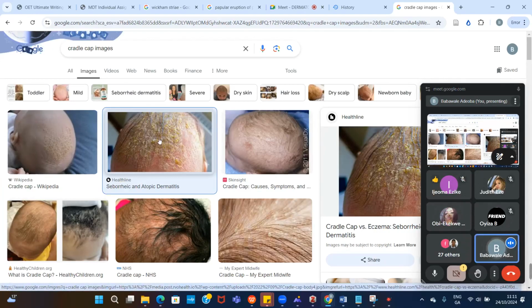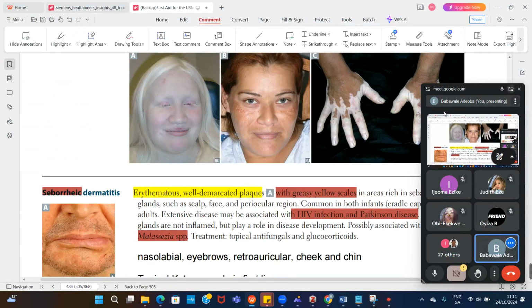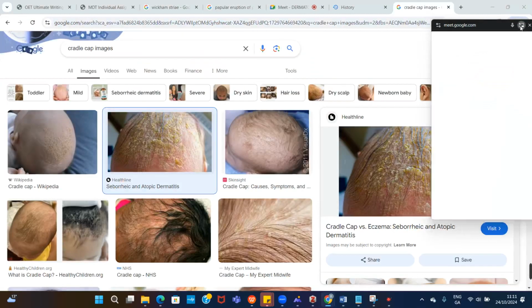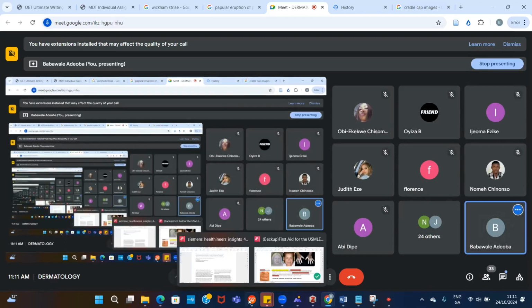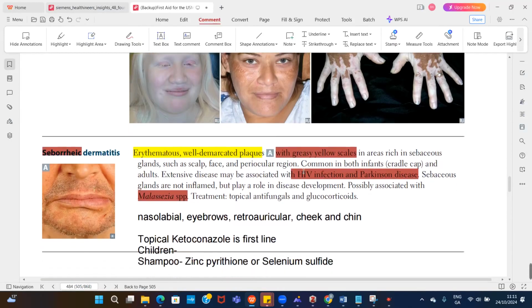Hello, everyone. Yes, sir. So we can see this yellowish stuff, classic for seborrheic dermatitis. You don't have to struggle with it at all. So once you see that, you have it at the back of your mind that that individual is having seborrheic dermatitis as a child. And another fact about seborrheic dermatitis is that once you see it widespread in distribution, think about HIV or Parkinson disease. Rule out HIV, rule out Parkinson disease, when it is widespread.